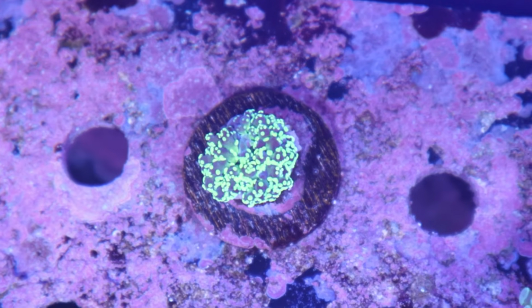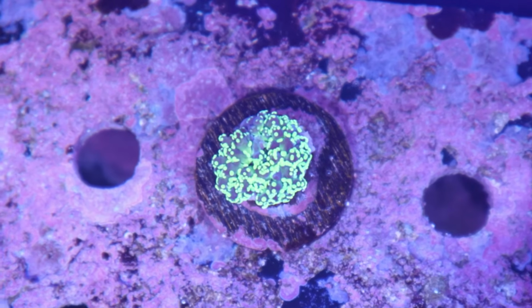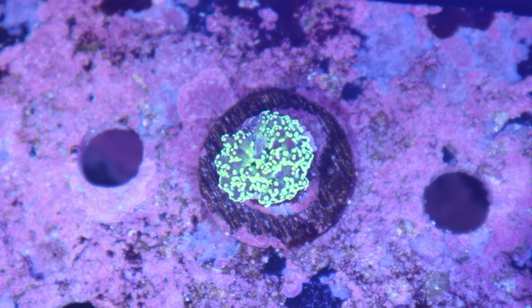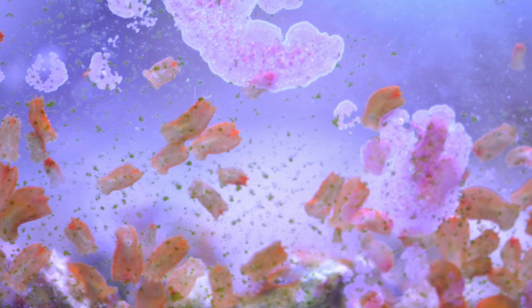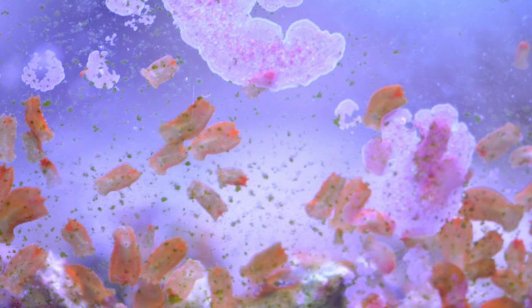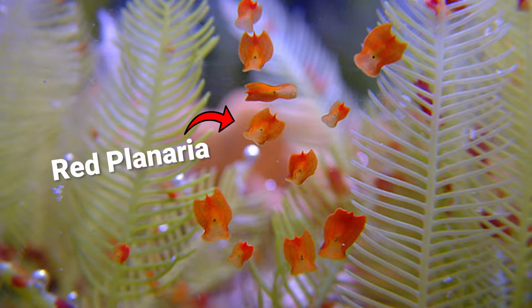Now, the next type of pests that we're gonna talk about are pests that are actually on the corals. So there are a lot of different things and a lot of different pests, and I'm not gonna go into all of them here, just the most common ones. So there's one main type of pest, and that is flatworms. These come in a few different shapes and sizes, as well as colors. The most common, I would say, is red planaria, and these are largely harmless.